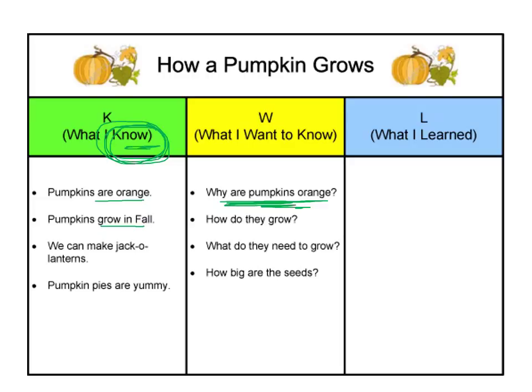Maybe the orange keeps animals away, or organisms away that might damage the seeds. Maybe the orange is part of the food structure for the seeds. Maybe the orange attracts organisms that will take the orange and carry it off and distribute the seeds somewhere else.